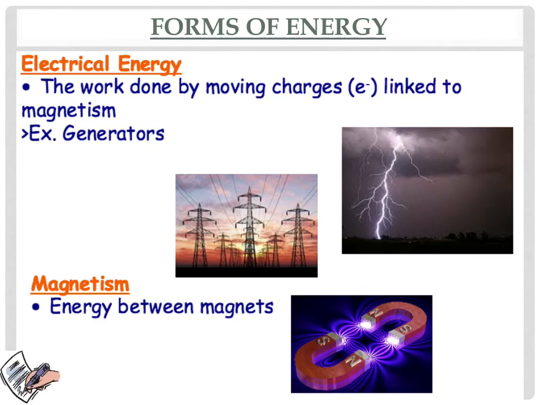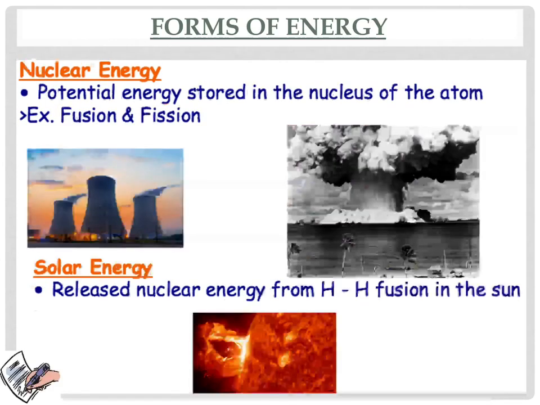Magnetism definitely is a type of energy, because what happens when you have two magnets really close to each other? They exert a force on each other. One moves the other one, right? So work is being done, so it's definitely a type of energy.